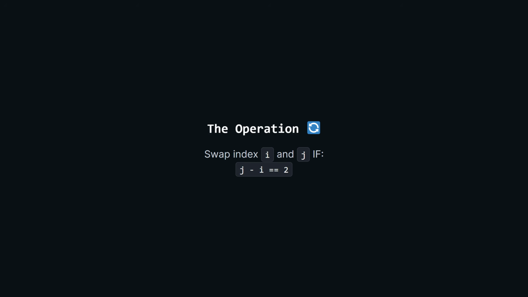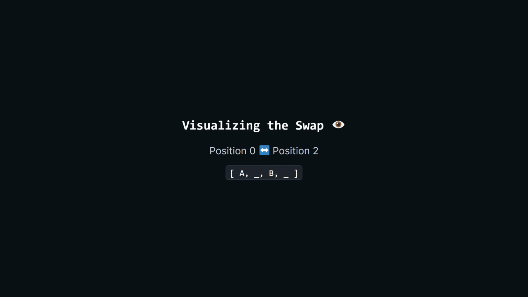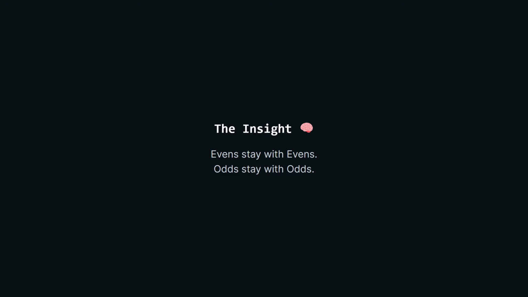We are allowed to swap 2 letters in string 1, but only if they are exactly 2 spaces apart. Visually, this means the letter at the very beginning can only ever swap places with the letter in the 3rd spot. And similarly, the second letter can only ever swap places with the very last letter. This reveals a crucial pattern. Letters in even-numbered positions can never move into odd-numbered positions, and vice versa.